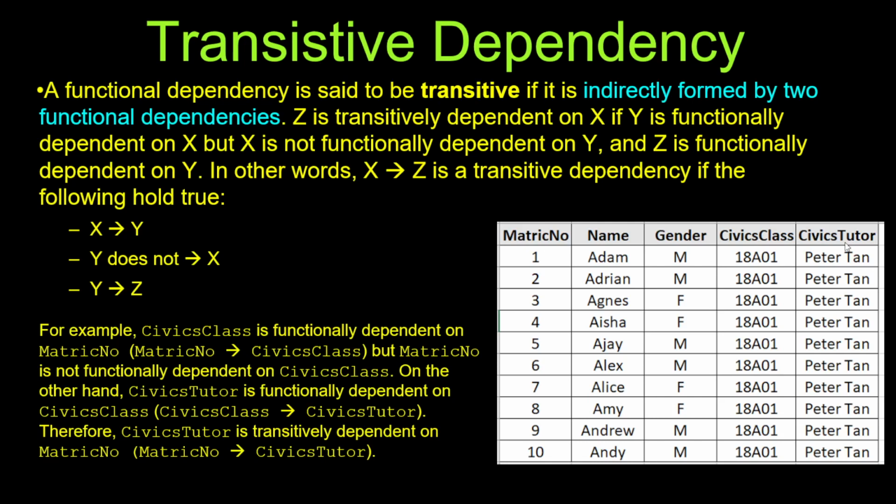Next, civics tutor is functionally dependent on civics class. If you know the civics class, you will know the civics tutor. So right now we have a case where civics class is functionally dependent on metric number, and civics tutor is functionally dependent on civics class. That means civics tutor is transitively dependent on metric number, because once you know the metric number, you know the class, and once you know the class, you know the civics tutor. So this is transitive dependency.